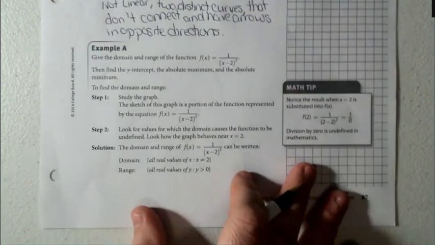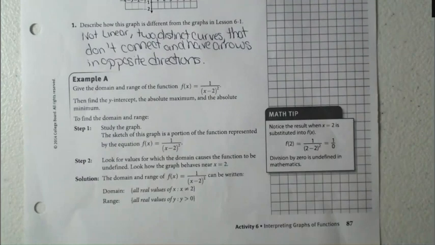Example A has been worked out for us, but let's take a look at it. It says, given the domain and range of the function f of x equals 1 over x minus 2 to the second power, then find the y-intercept, the absolute maximum, and the absolute minimum. To find the domain and range, step 1, study the graph. A sketch of this graph is a portion of the function represented by the equation f of x equals 1 over x minus 2 to the second power.